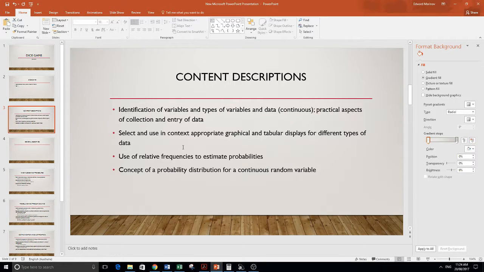And the next thing is to select and use in context appropriate graphical and tabular displays. So obviously we use a whole range of tables to represent the data, and use of relative frequencies. So for that we used our long run proportions. And finally, the concept of a probability distribution for a continuous random variable.